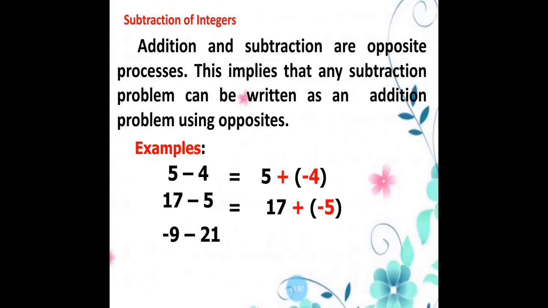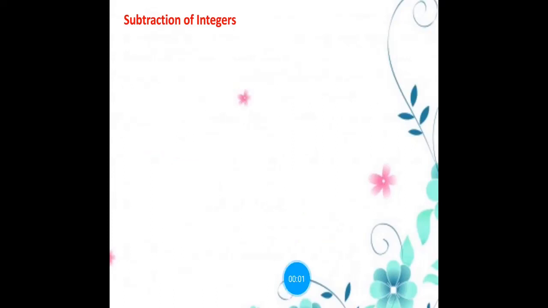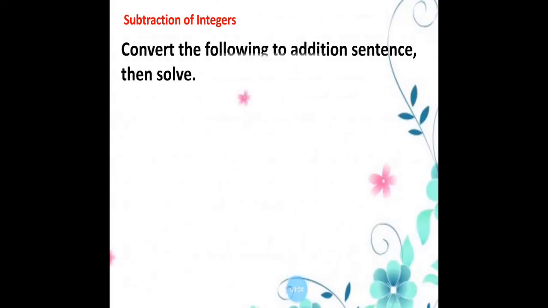The next one is negative 9 minus 21 equals negative 9 plus the opposite of 21, which is negative 21. Then 7 minus negative 9 is equal to 7 plus the opposite of negative 9, which is 9. Okay? Clear? Okay. So let's have now these exercises.